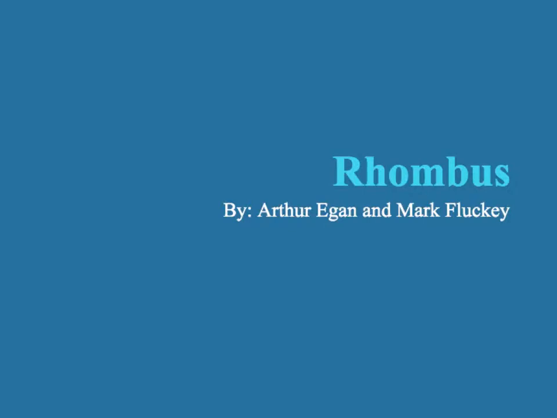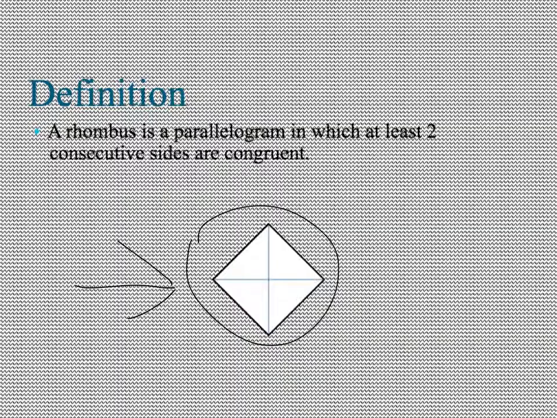This is the Rhombus by Arthur Egan and Mark Fluke. The definition of a rhombus is a parallelogram in which at least two consecutive sides are congruent. That's a rhombus right there.